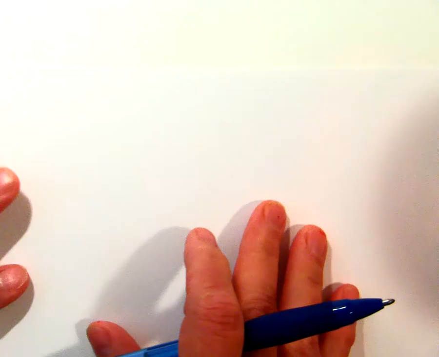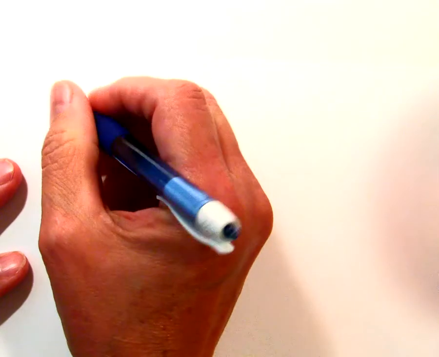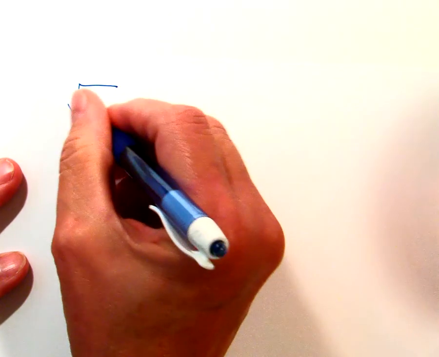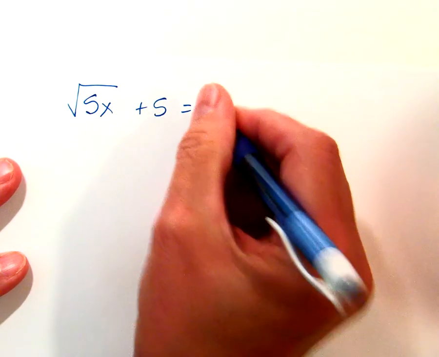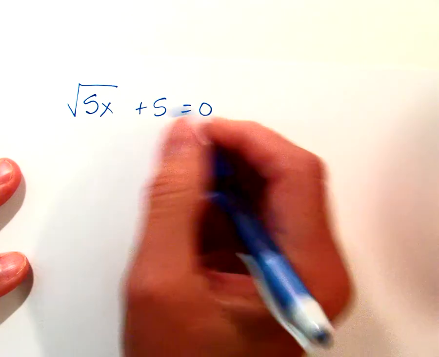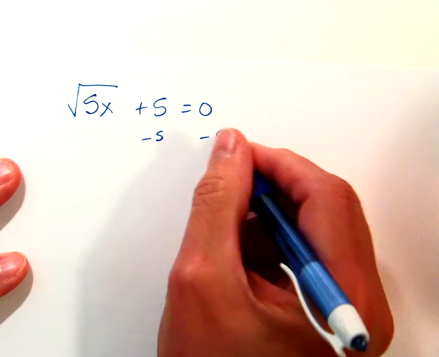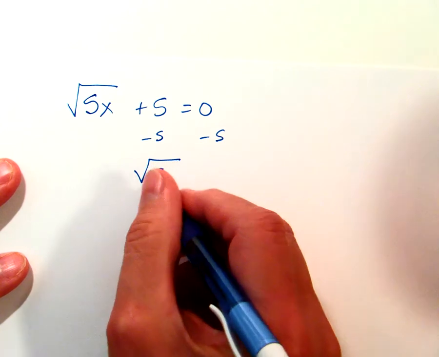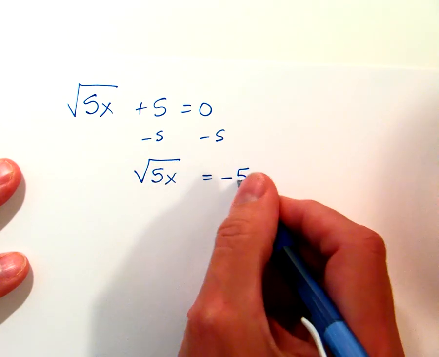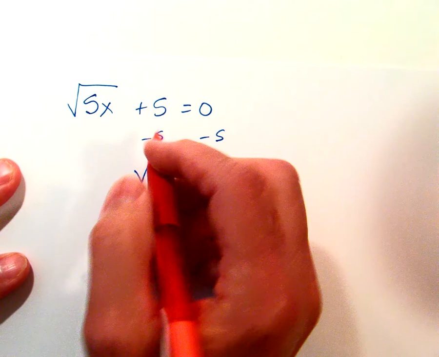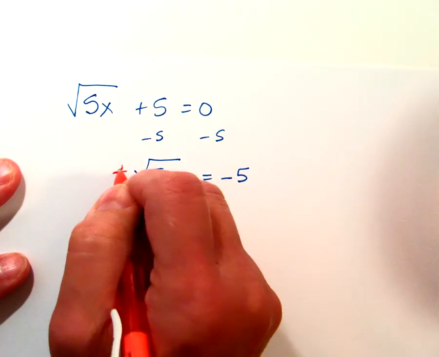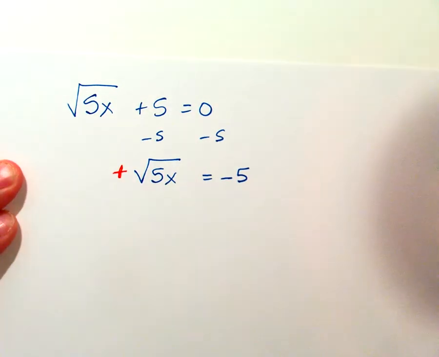So next thing up, we're going to try a few examples here. Another one. Let's just try the square root of 5x plus 5 equals 0. I'll isolate my radical expression by subtracting 5. That way I'll have the square root of 5x equals negative 5. Again, this one was given to you.